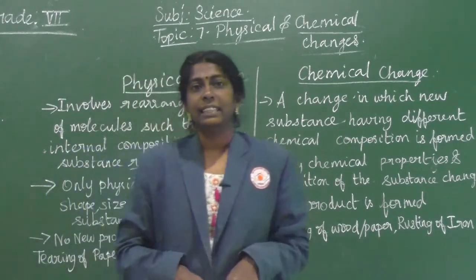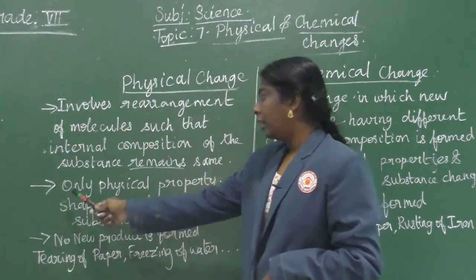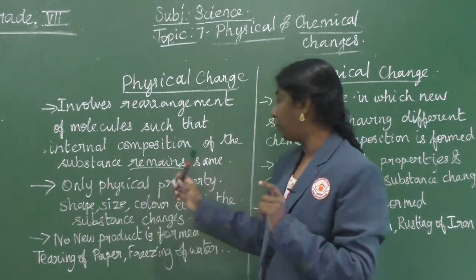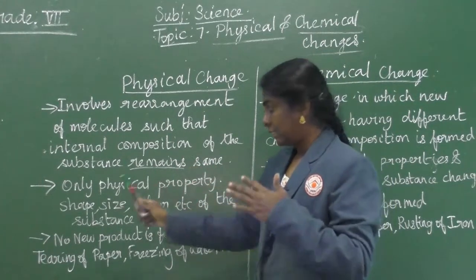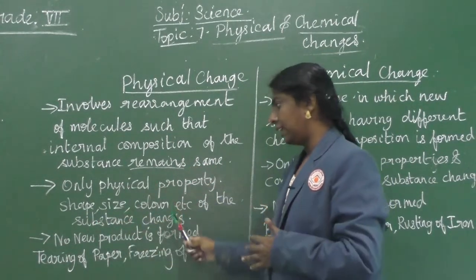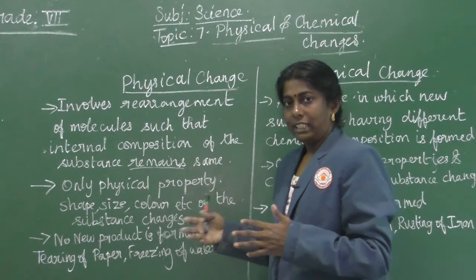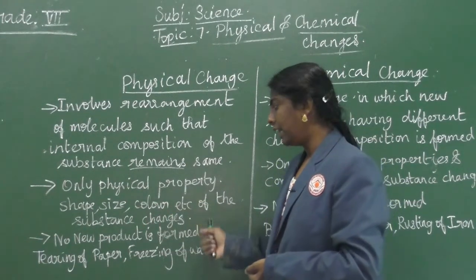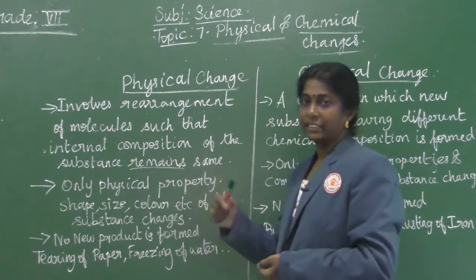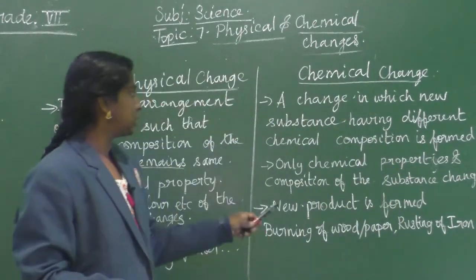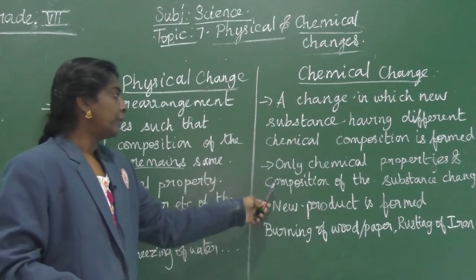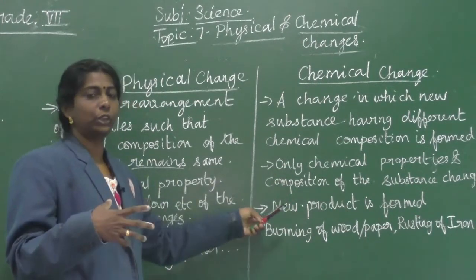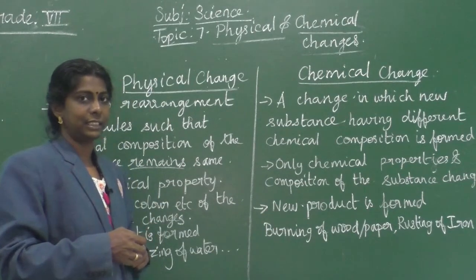Clear? Then the second point: in case of physical change, only the physical properties such as shape, size, color, etc. of the substance change. But in case of chemical change, the chemical properties and composition of the substance change.